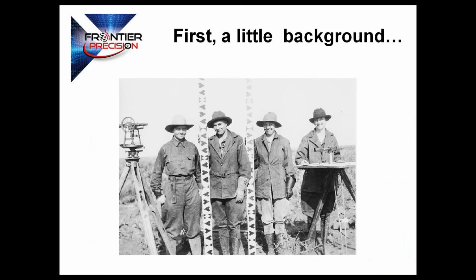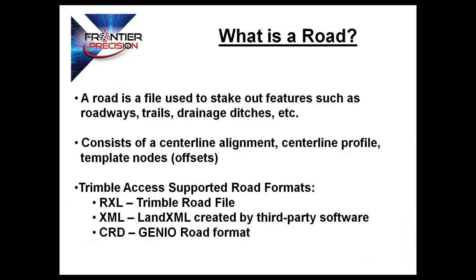So first, before we dive into this process, let's take a little while to look at some background on roading in general. So first question is, in terms of the Trimble software, what is a road? A road is basically a file that we use to stake out features such as roadways, sometimes used for trails, drainage ditches, things like that.